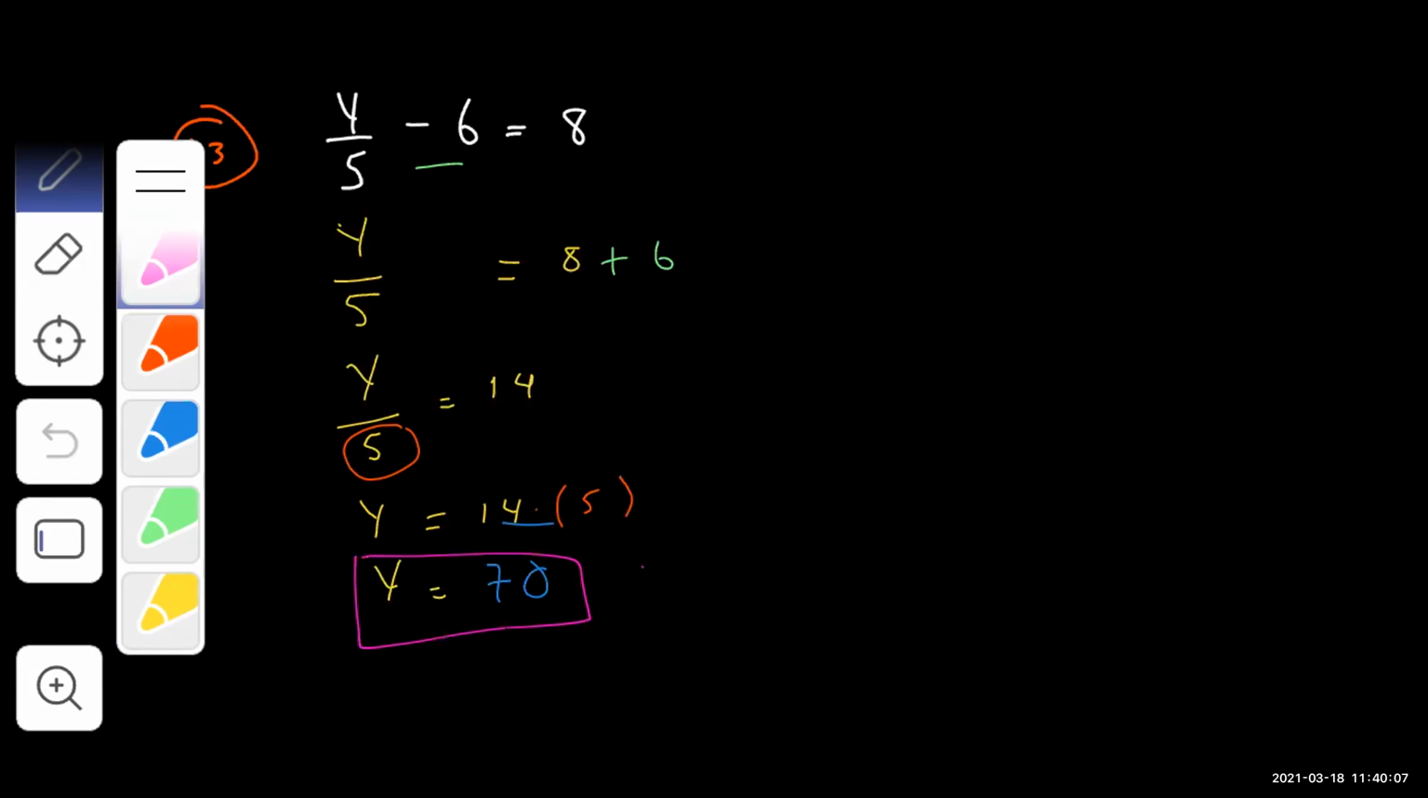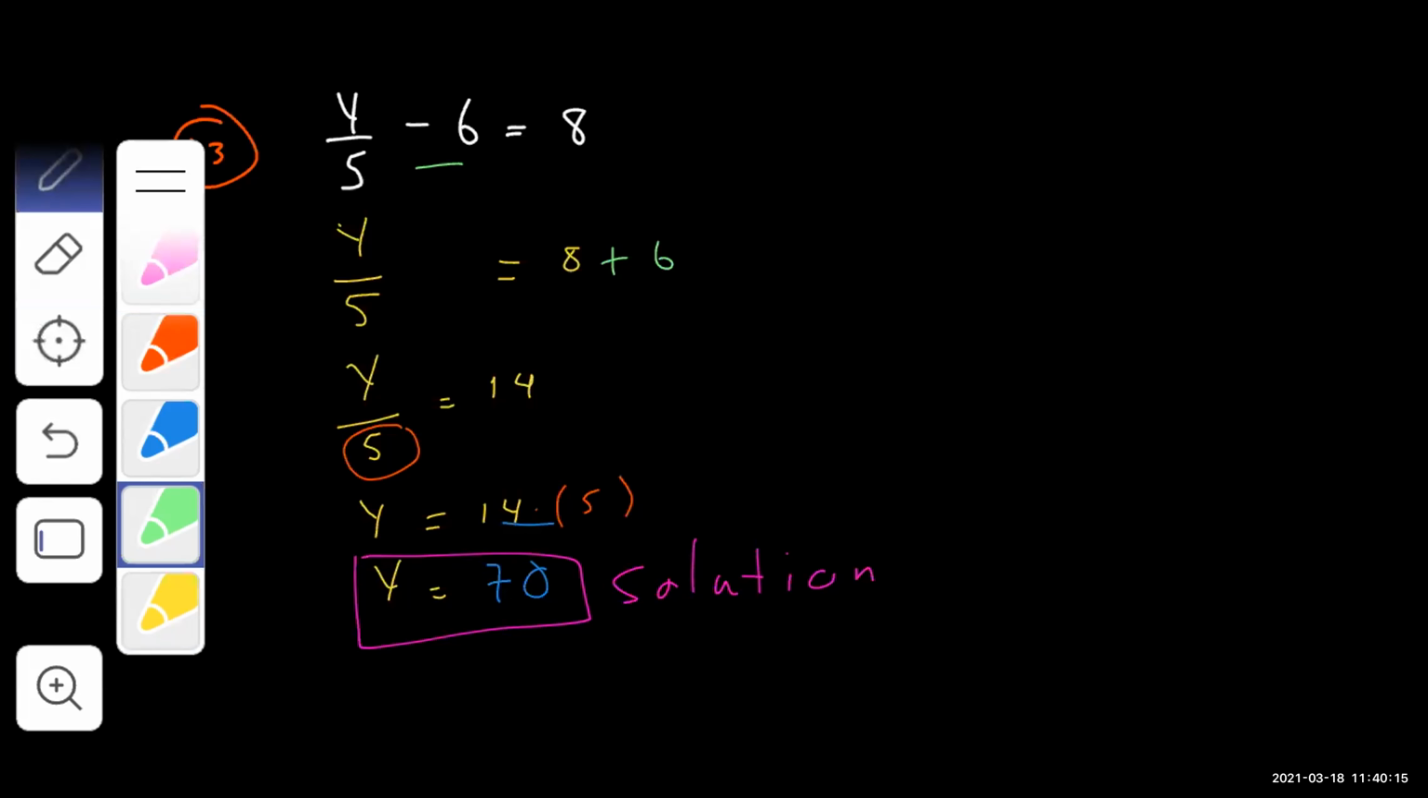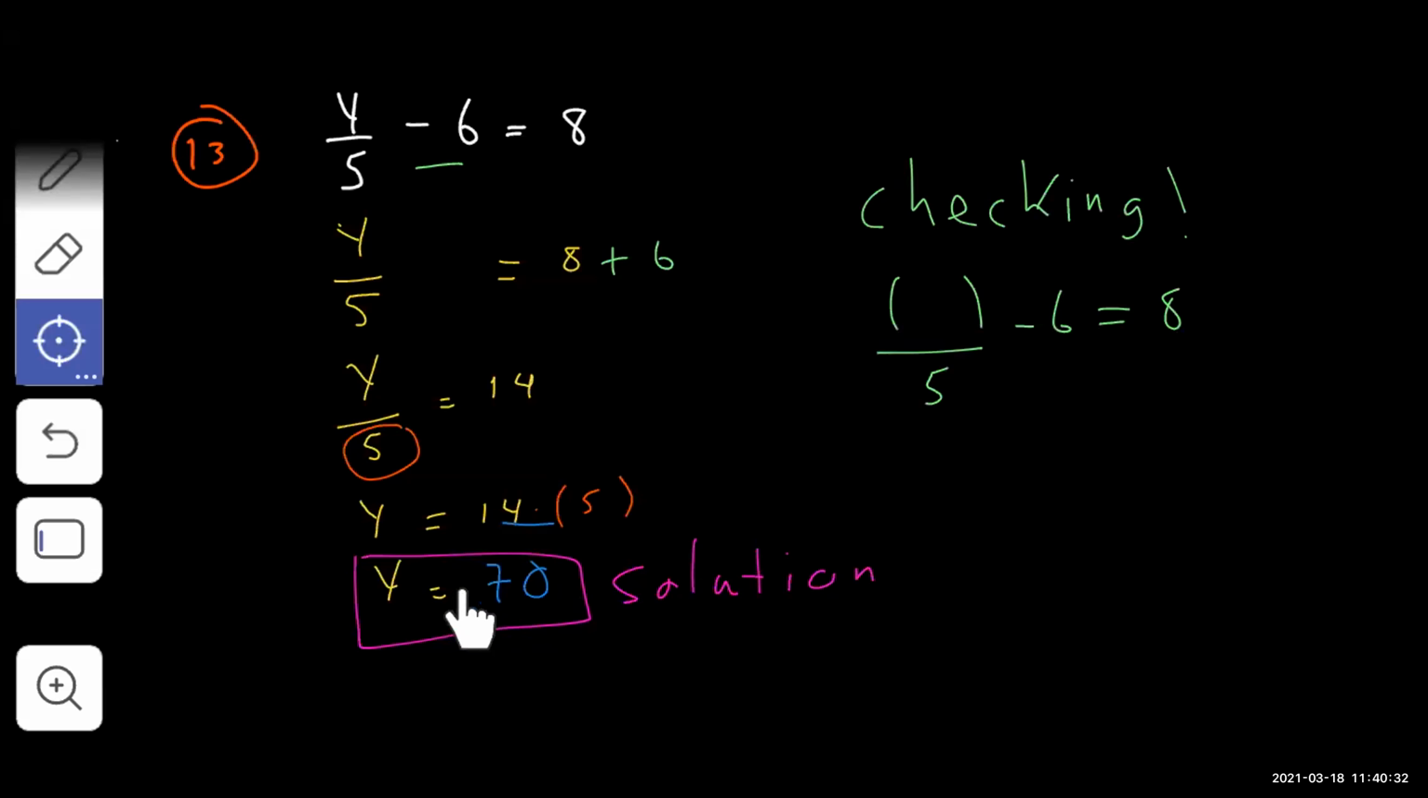This is my solution. And if you don't believe me, guys, you can check it by substituting 70 here. Let's have a look. Checking the solution: instead of y, I'm going to place parentheses over 5 minus 6 equals 8, and I'm going to place 70 here.